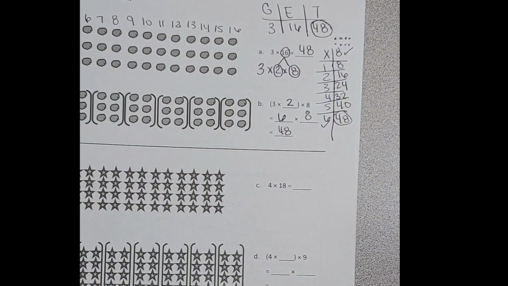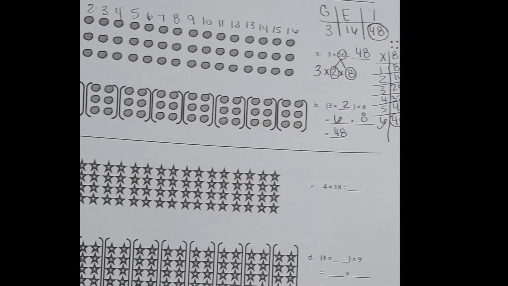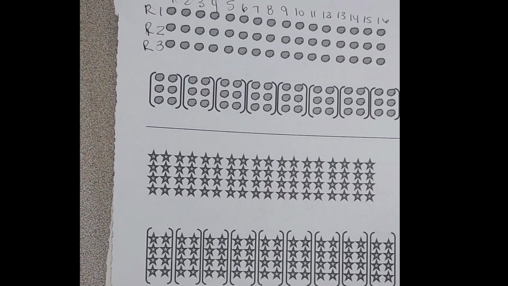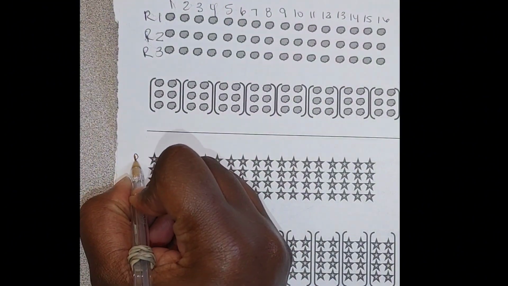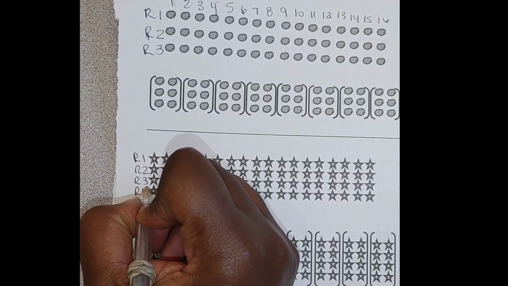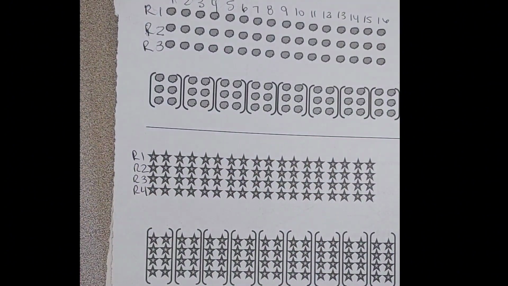All right, let's move on to the next question, which is 4 times 18, which means that this array should have 4 rows and 18 columns. Row 1, row 2, row 3, row 4. Always label your array. And if you can't label it because it's on a computer, always at least write down the equation that represents your array.